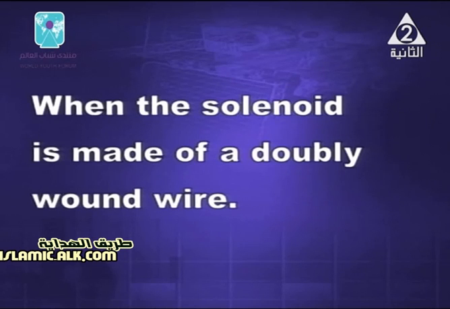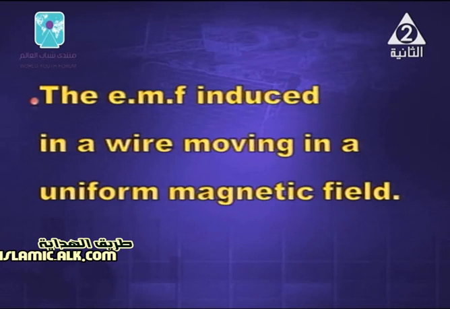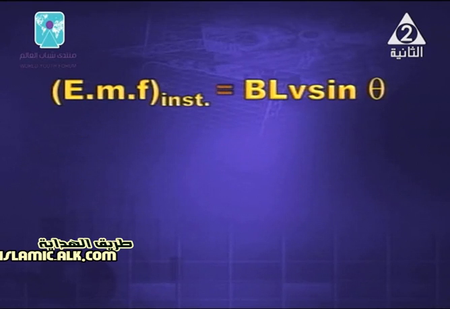When does the EMF induced in a wire moving in a uniform magnetic field equal 0? Okay, so we've got a wire and the wire is moved in a uniform field, but no EMF is induced. So the wire is moved parallel to the field. It happens when the wire is moved parallel to the field.